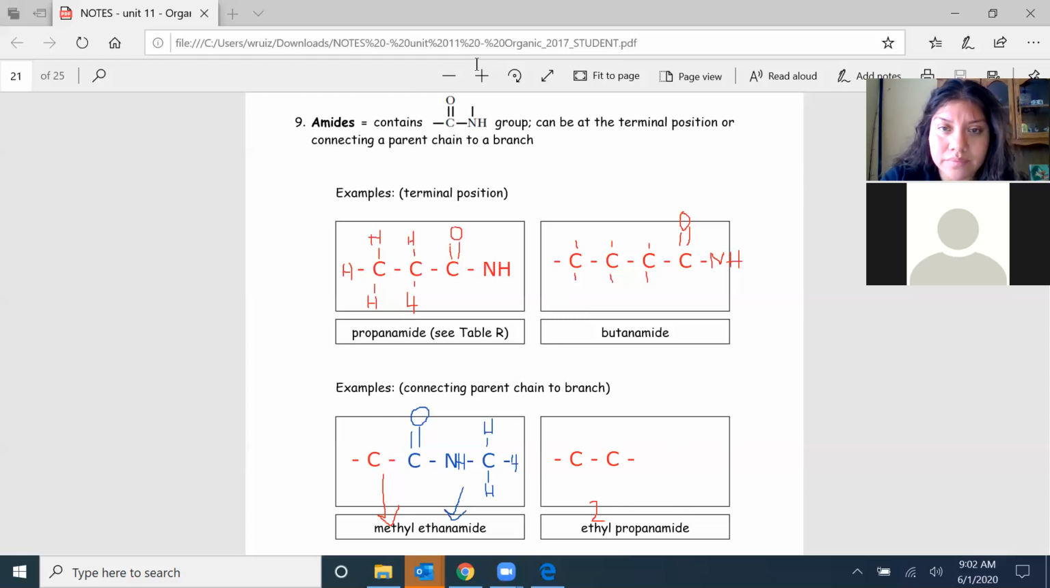Propanamide means three. So there's going to be three carbons. So what that does is I'm going to have my carbon here. That's going to be double bonded to an oxygen and have the NH group. And then my second carbon, then my third carbon. And it's at this one right here where I have my carbon double bonded to an O with an NH. Okay, that's what this part represents, propanamide.